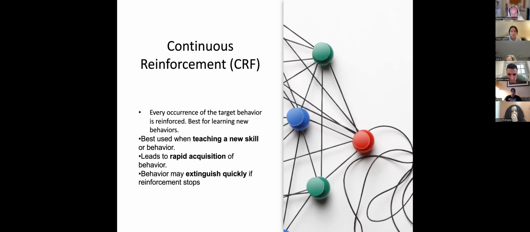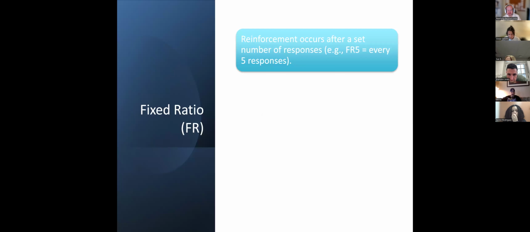So in your behavior support plan, guys, this would be a great idea if we added a skill or a new behavior that we're working on. We would want to make sure that we are providing this continuous reinforcement. The next one is the fixed ratio. And again, the continuous reinforcement is essentially just a fixed ratio one schedule.